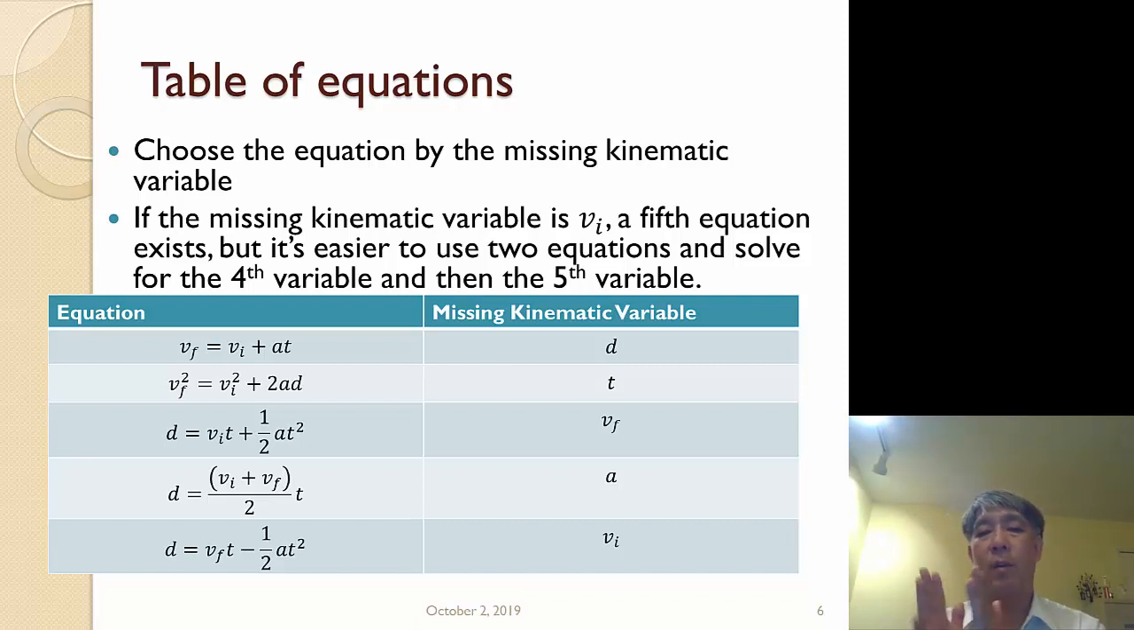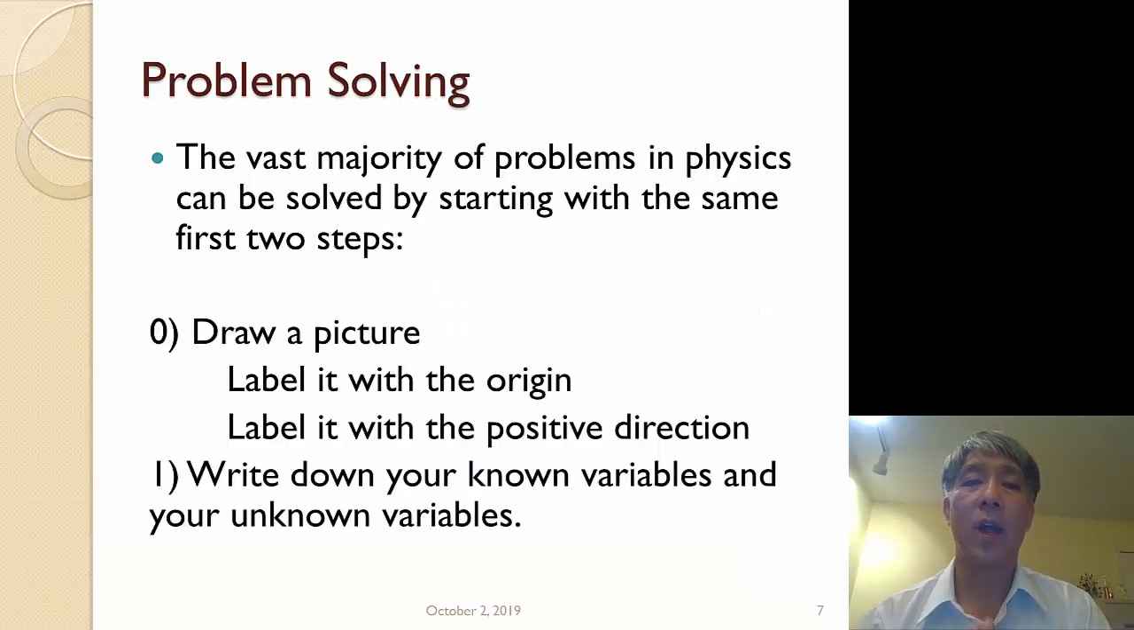Okay, when I write down my variables, given the problem, 3 of them will have numbers. A 4th one I'm trying to solve, and it's that missing 5th one, okay? The missing 5th one tells me what equation do I need to use, okay? So let's look at a problem, okay? And how do I solve it, okay?